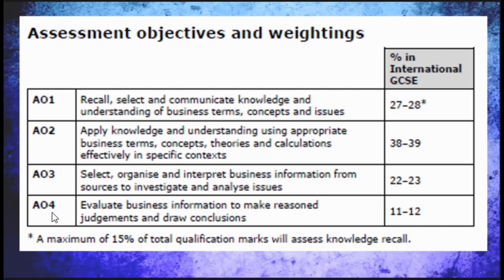And going on to AO4, which is the last one, that will be your judgments based on the information given in the case study and the questions asked. It is to evaluate business information to make reasoned judgments and draw conclusions, and it would be around 11 to 12% of the whole question paper. So this is how the assessment objectives in your paper have been designed by the specification. You need to keep this in mind and understand it deeply so that you will be in a position to get your qualification with good grades.